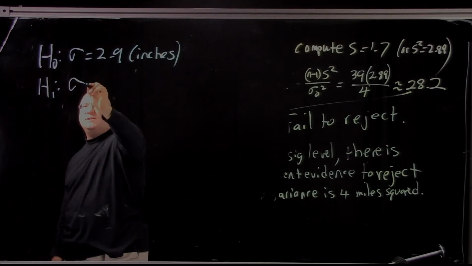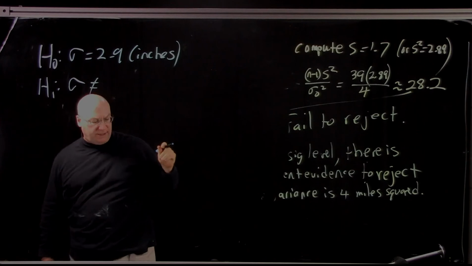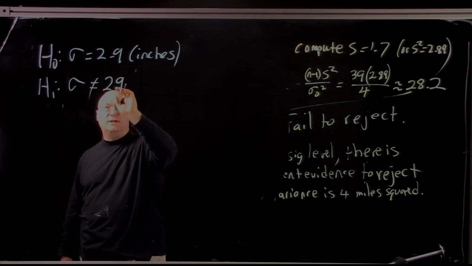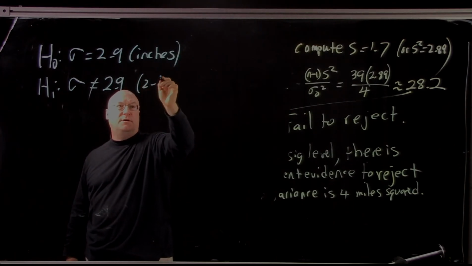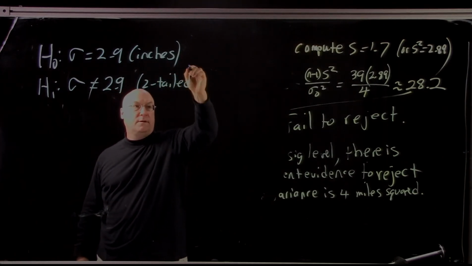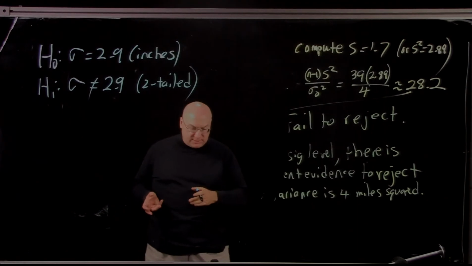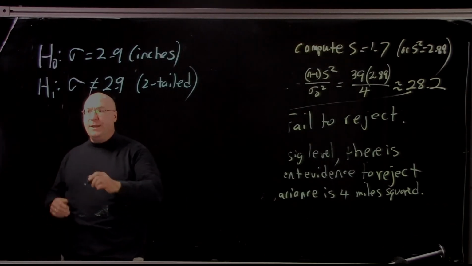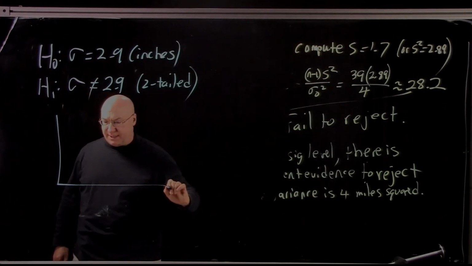The alternative hypothesis is we're just claiming that we believe it is 2.9, and so the alternative is that it isn't, right? So this is two-tailed. Maybe the variance is bigger, maybe it's smaller. We're just saying that the alternative is that it is different. What does the picture look like?